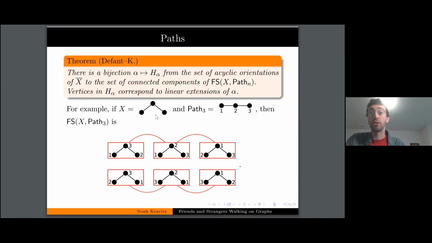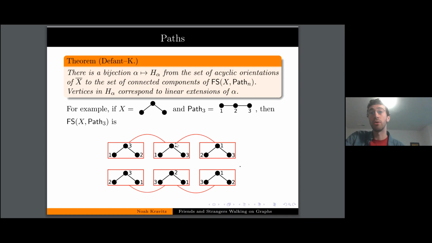And if you're given a labeling of the graph X with 1 through n, so this is just a configuration of the people, you think of orienting each edge in X bar from the smaller label to the larger label. And these would be sort of the linear extensions of an acyclic orientation. So here I've drawn the friends and strangers graph of X with path, and you can see it has 2 connected components.